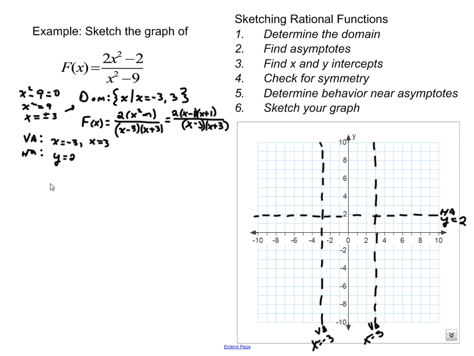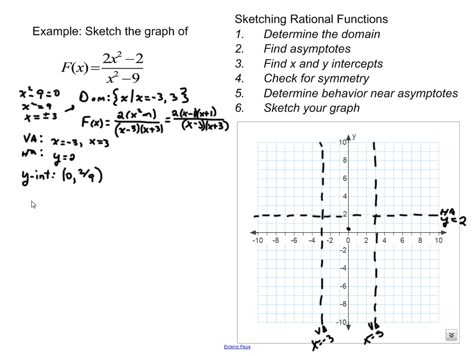So next I want to look to see if I have any x and y intercepts. Well, y intercepts occur wherever x is equal to 0. So our y-intercept in this case is going to occur by substituting in 0 in place of x, which gives us negative 2 over negative 9, which is 2/9. So 0, positive 2/9. That is a very small positive number, somewhere between 0 and 1 on the lower side of that.